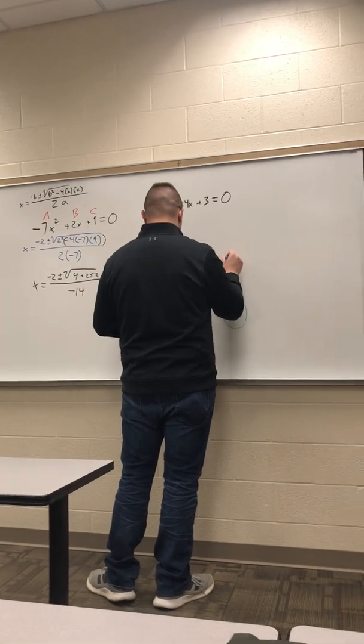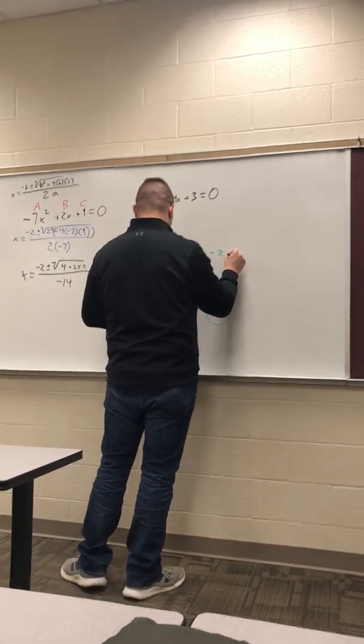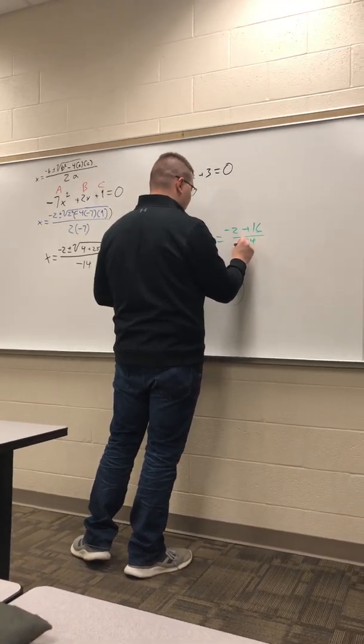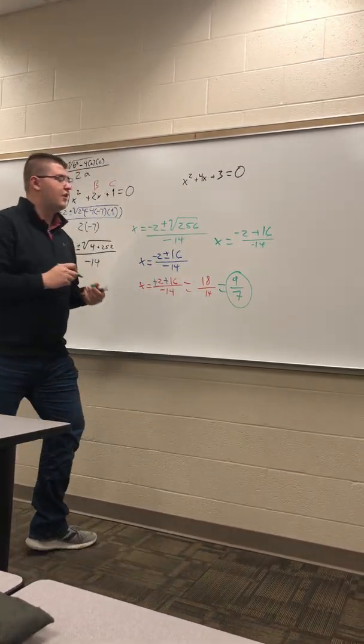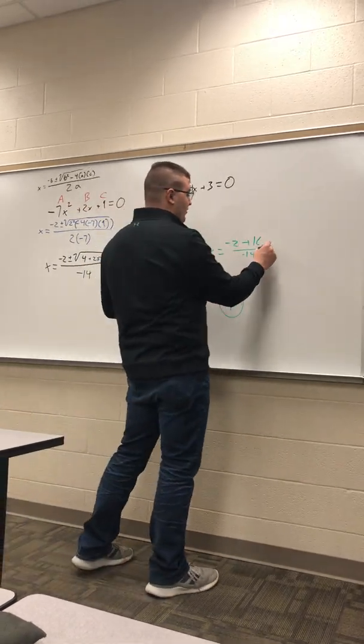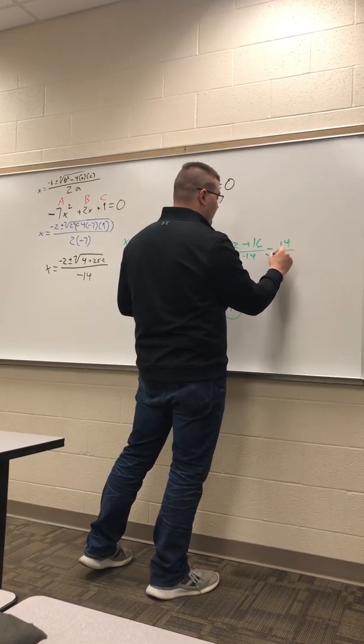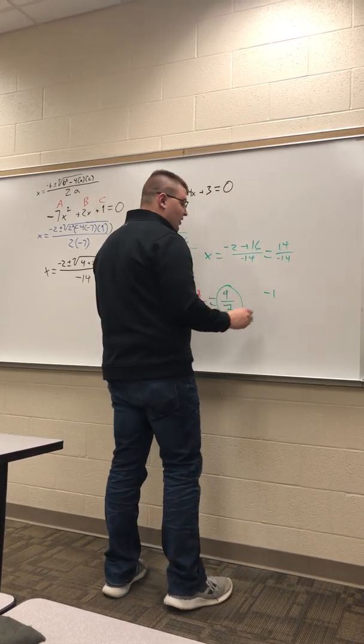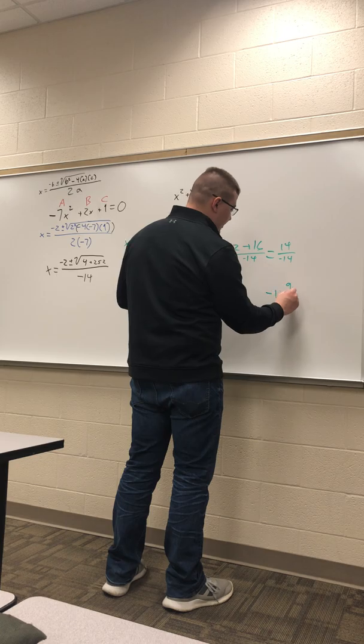x equals negative 2 plus 16 over 14. So what are we going to get there? That equals out to be 14 over 14. So what's 14 divided by 14? It's 1, so negative 1. So those are your 2 answers: negative 1 and 9 over 7.